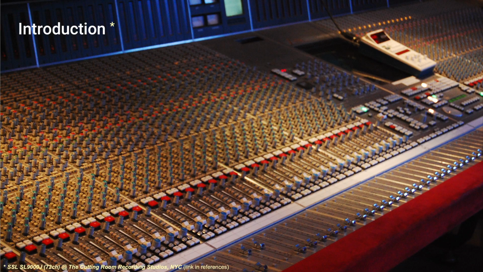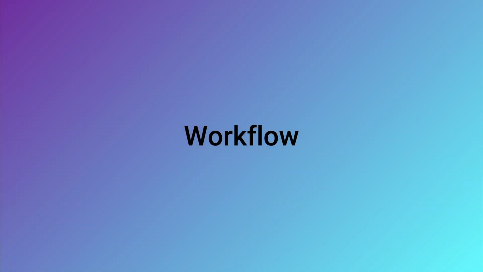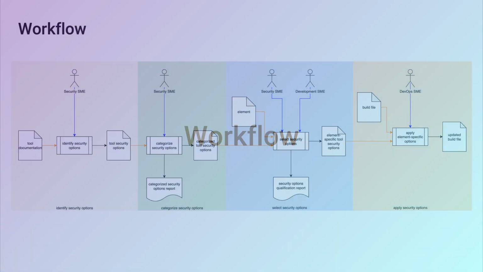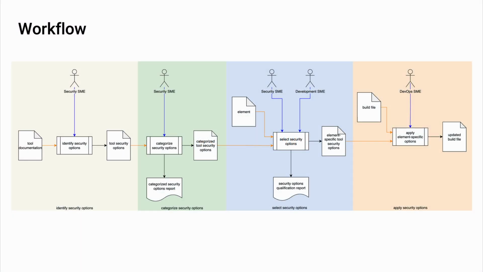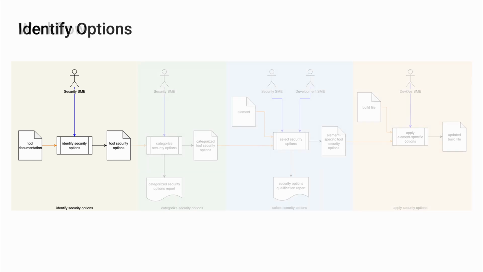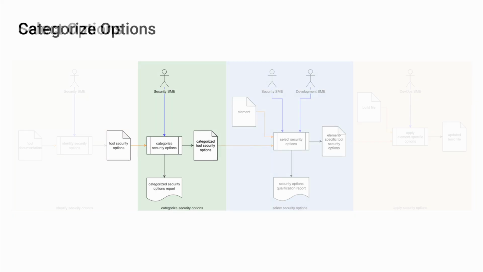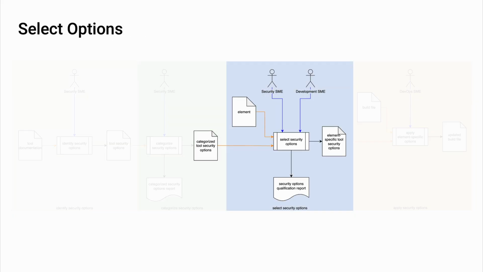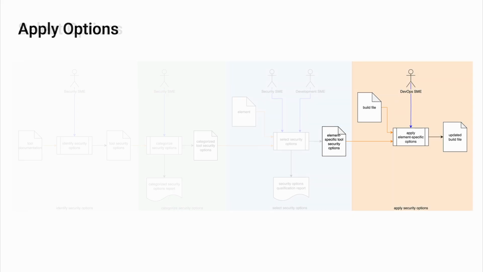Let's get into it. First, we're going to look at the workflow that's involved in the secure settings process, and then examine each of the activities it contains. Our workflow for determining the secure settings is broken down into 4 discrete activities. These are identifying the options relevant to security, categorizing those options, selecting which ones we're going to use for each element, and finally, applying those options to the build system.